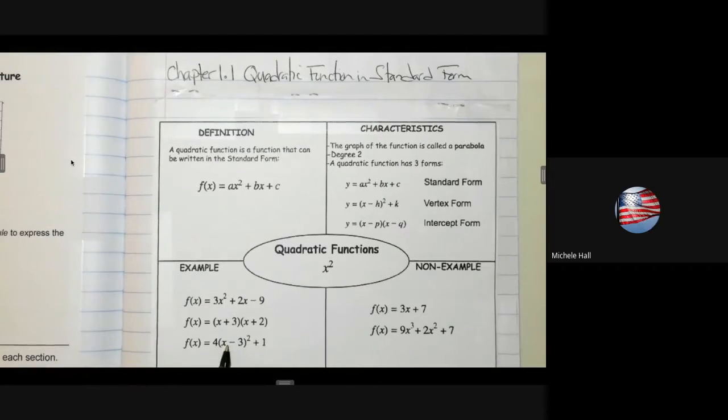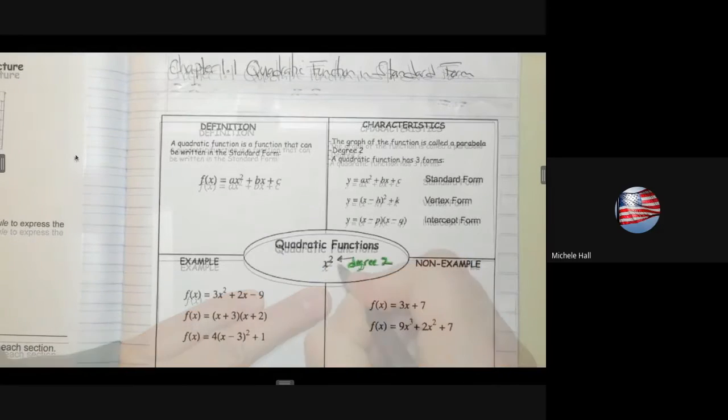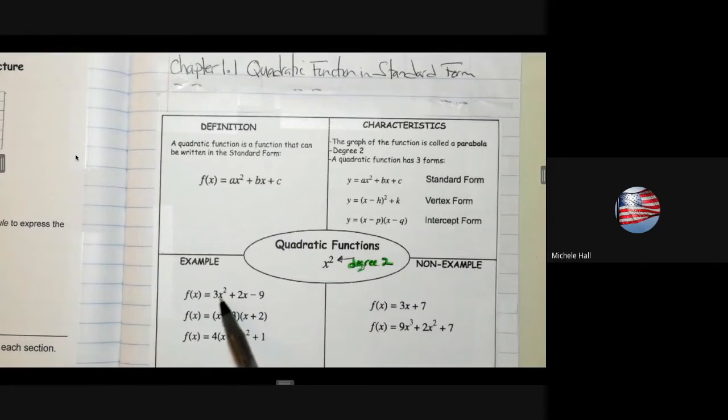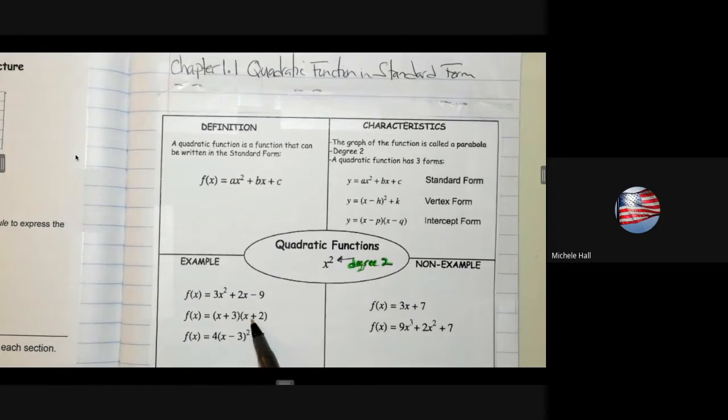Here are some examples of a quadratic, which is a degree 2. If I look at this function here, I can see the highest x is a degree 2. Here is a degree 1 and another degree 1, but if I multiply them together with FOIL, I have x times x is x squared. On the last example, the x is being squared. All of these are a degree 2, x squared.